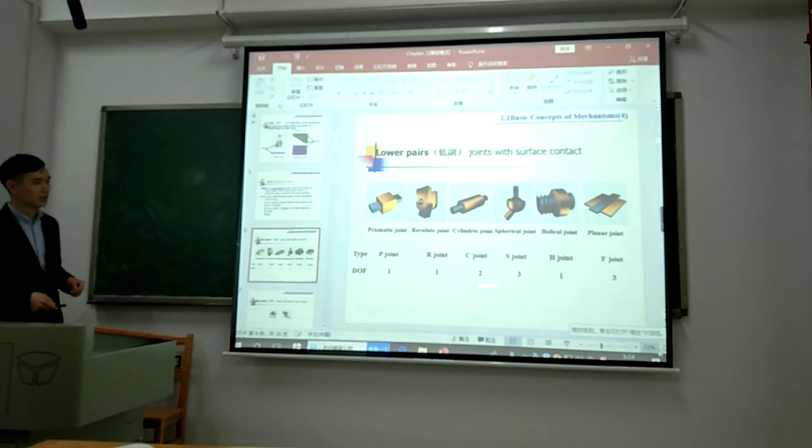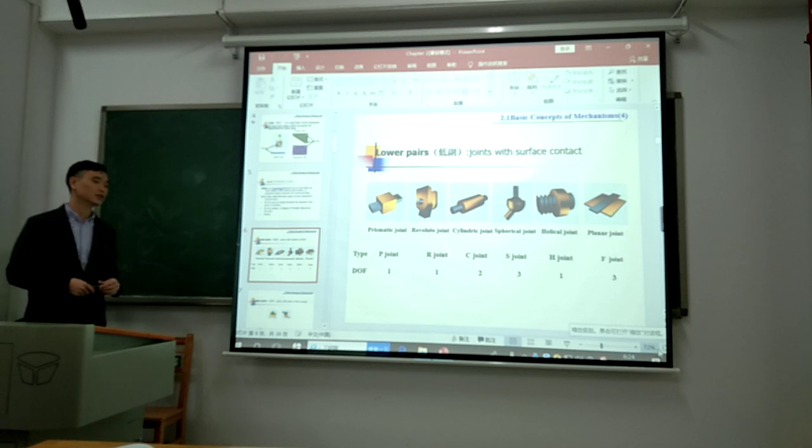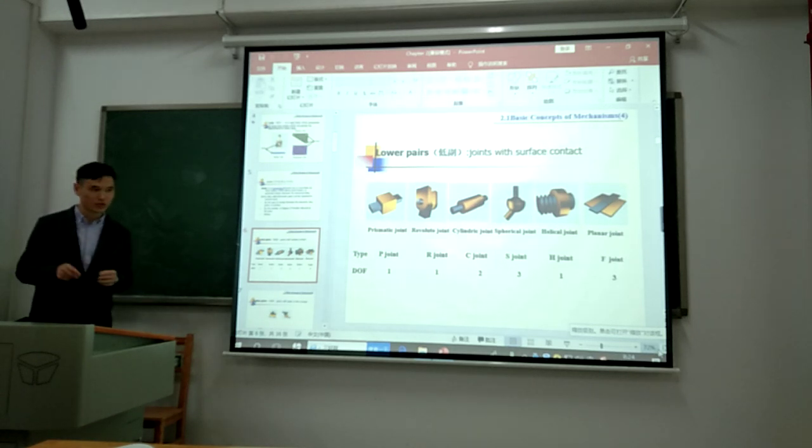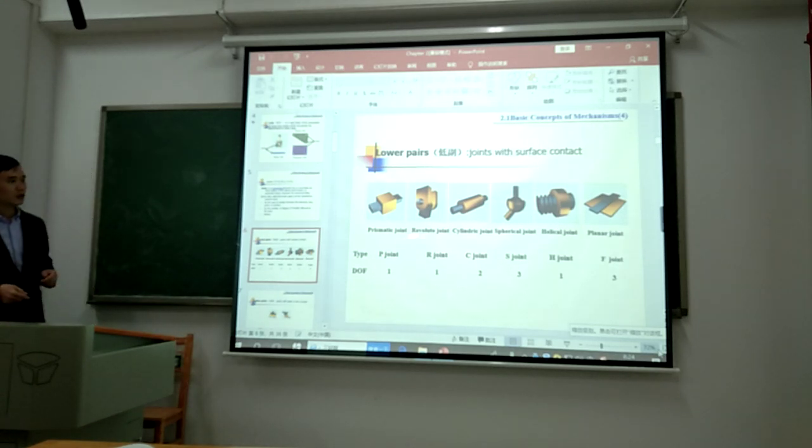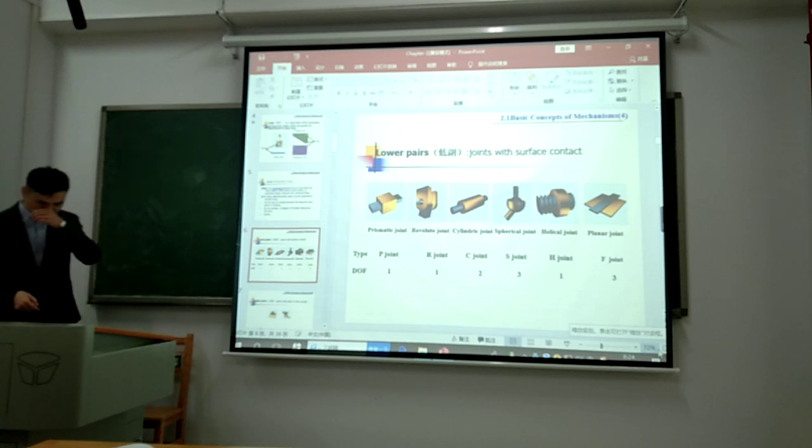The DOF of these joints are 1, 1, 2, 3, 1, 1, 1, 3. So when we calculate the degree of freedom of the mechanism, we should use the degree of freedom of these joints. How many degrees of freedom does each joint have?